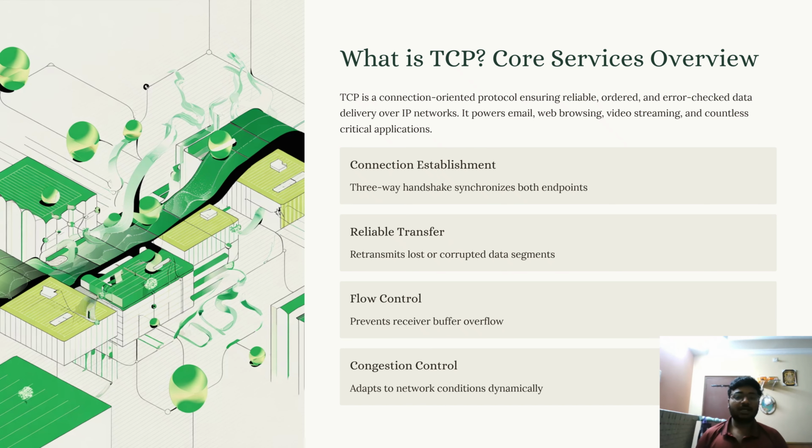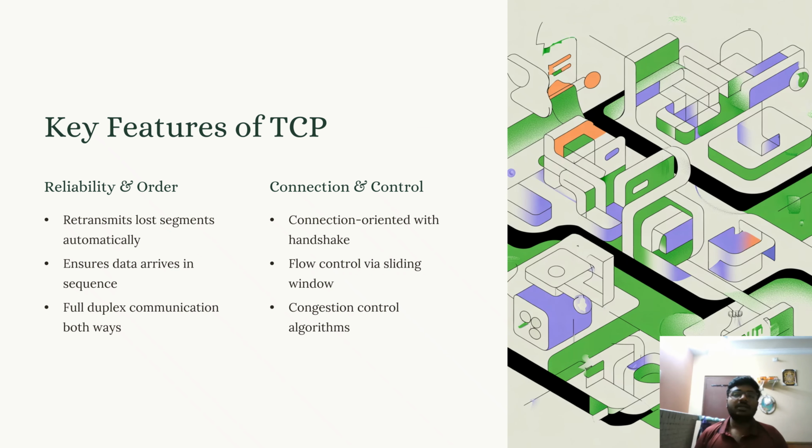Think of it like cruise control for your car, smoothly speeding up or slowing down as necessary to keep the ride safe. These services enable seamless browsing, streaming and communication for users around the world. Key features of TCP. Some key features set TCP apart from other protocols. First, it's connection oriented, using a handshake process for a secure start.